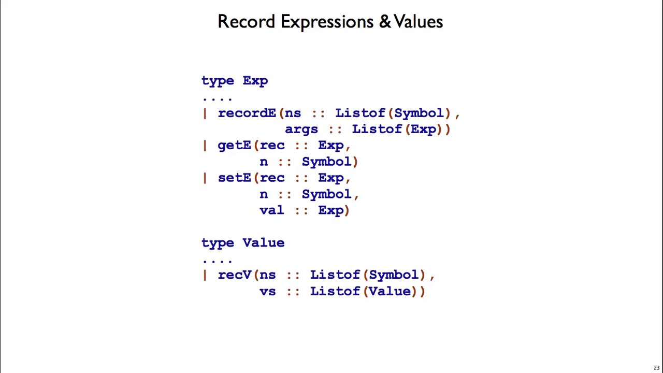One thing to notice here is that our record E has 2 lists inside of it, whereas our record syntax really has 1 list. So what we've done is split apart the names and the expressions into 2 parallel lists inside. And this turns out to be convenient, which we'll see later on. Get expression takes in a record and a symbol, and a set expression takes in a record, a symbol, and a new value. Our updated type for value includes a recV, and this has a list of symbols and a list of values.